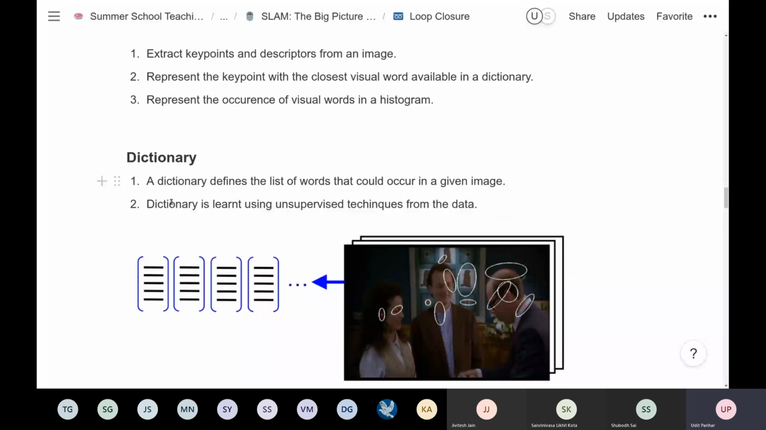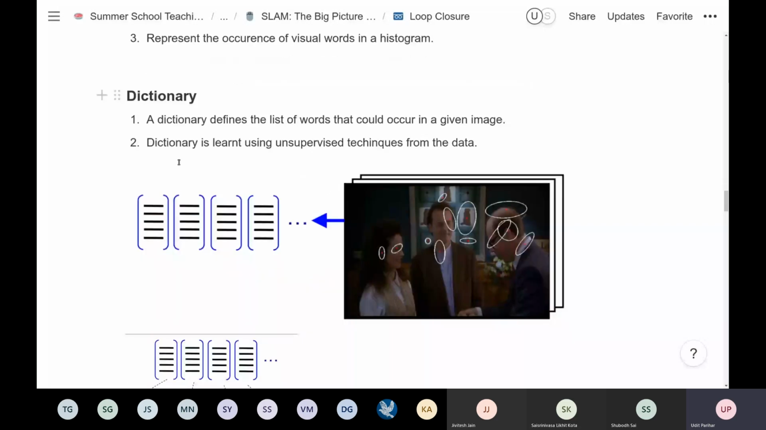In most cases, you don't need to build a dictionary. You can use the state-of-the-art available dictionaries like DBoW or DBoW2, the bag of visual words library, so you can directly use that, and it is trained on indoor and outdoor data sets. But let's say you want to work on some random data sets, or you want to build your own dictionary, how would you go about that? Building a dictionary is done in an unsupervised way, so we don't need any manual annotations.